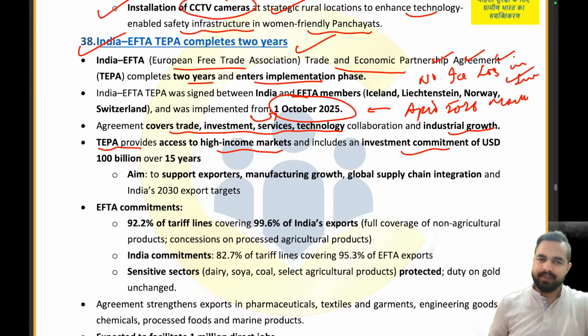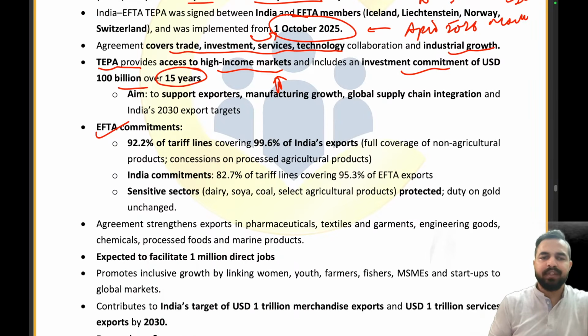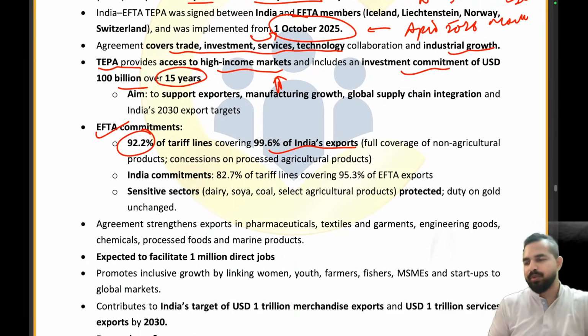So we are having this. The TEPA provides access to high income markets, includes investment commitment of 100 billion over 15 years. The EFTA commitments include 92.2% of the tariff lines covering 99.6% of the Indian exports. So 99.6% of India's exports will be with the full coverage of non-agricultural products, concessions on processed agricultural products will be the part of this.